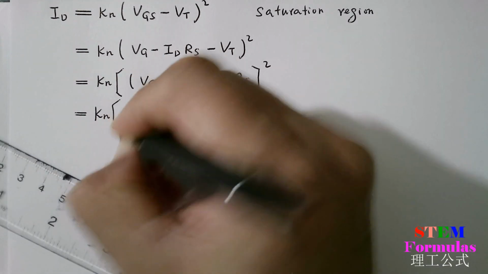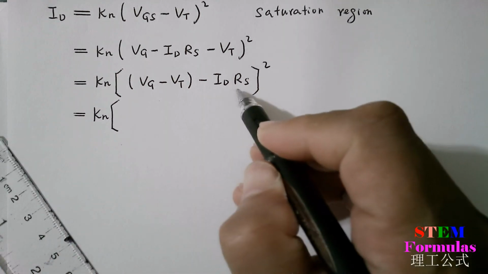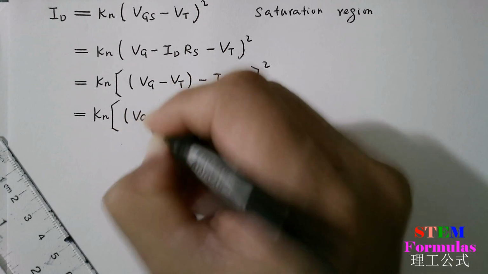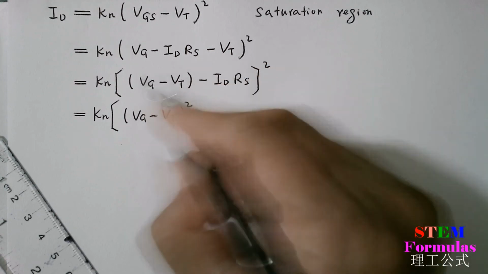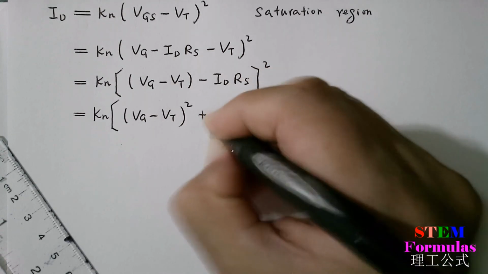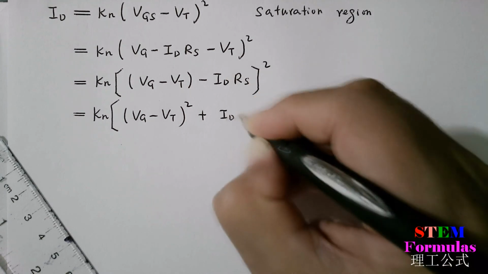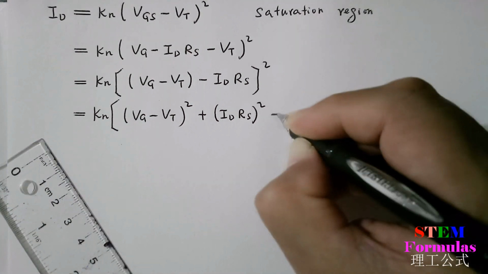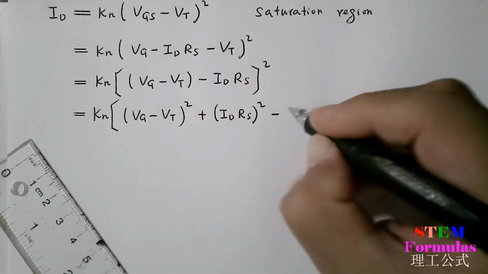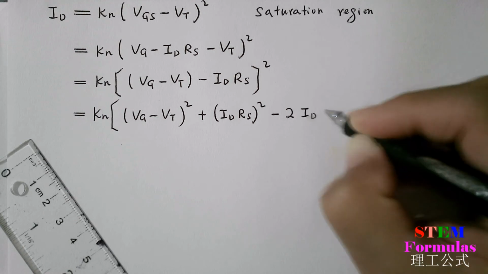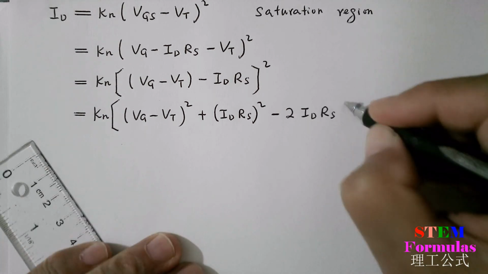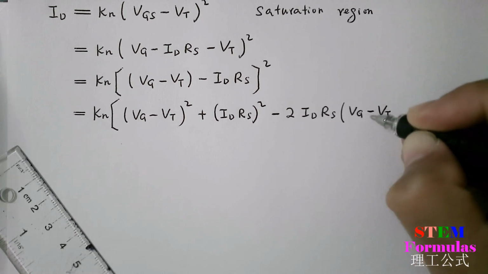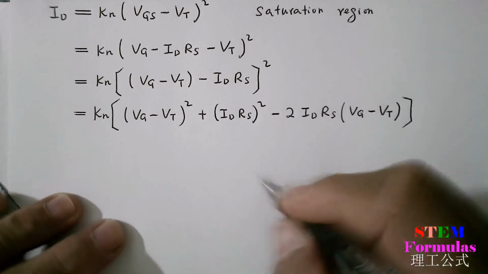Now this also equals Kn times this square minus this one. First this square, VG minus VT, squared, plus this square, ID RS bracket squared, minus 2 times ID RS times VG minus VT, bracket squared.